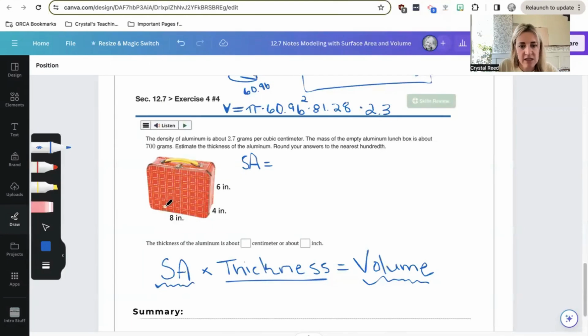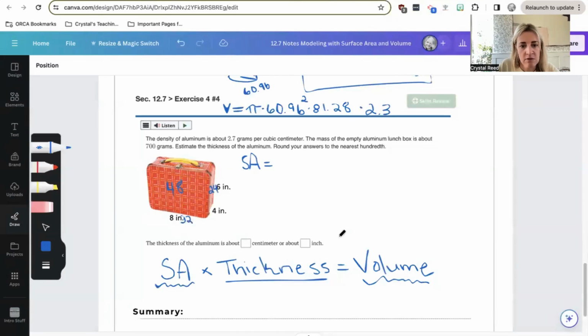And so the face of this would be 6 times 8, so 48. So that's on the front and the back. This side would be 6 times 4, 24. So this would be this side and this side. And then the top and bottom, 8 times 4, 32.